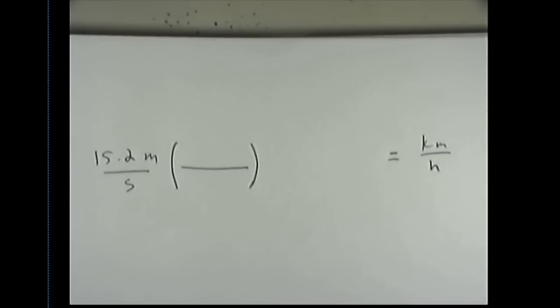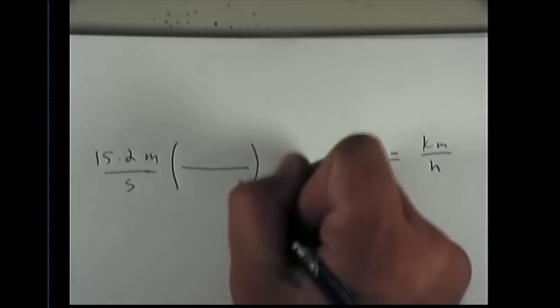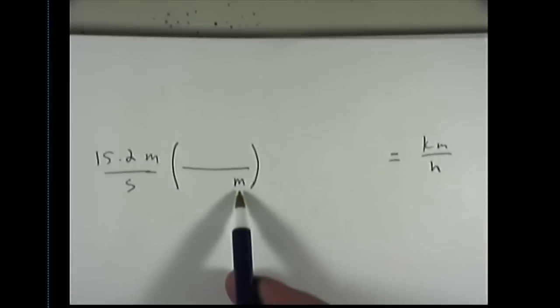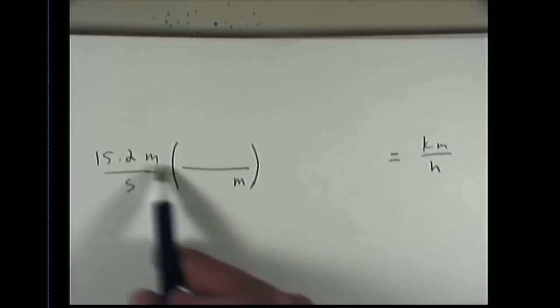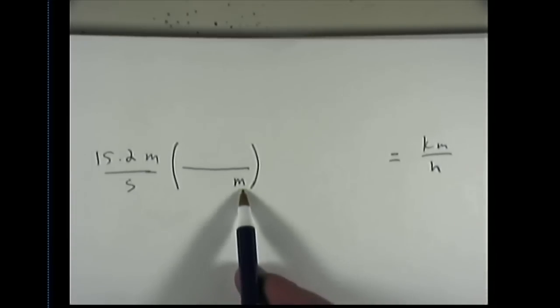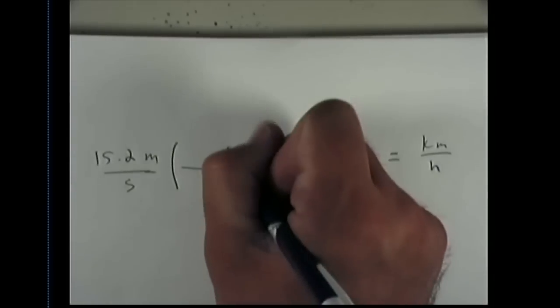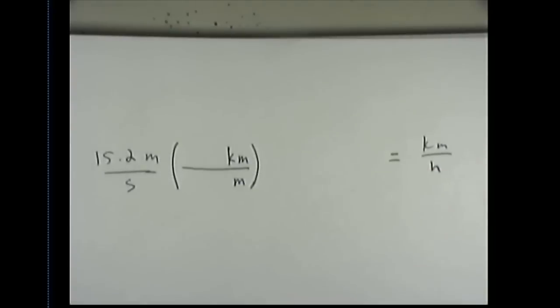Step 3 is put units, not numbers, into those parentheses so that you will cancel out the units you start with and end up moving toward the units you want to go to. In this circumstance, I'm going to go ahead and place meters in the denominator so that it will cancel out my meters in the numerator. You'll note that I'm wanting to eventually get to kilometers per hour. Now, there's no direct way to relate meters to hours, but there is a way of directly relating kilometers to meters, so I'll go ahead and put kilometers in the numerator.